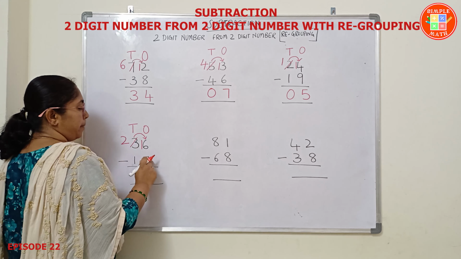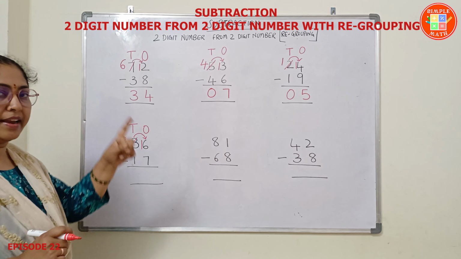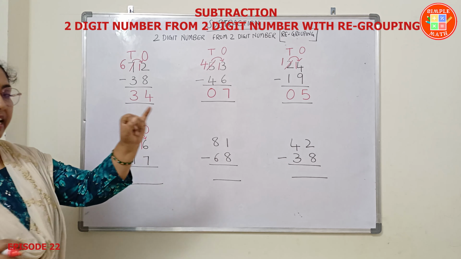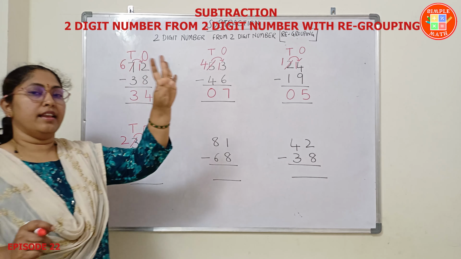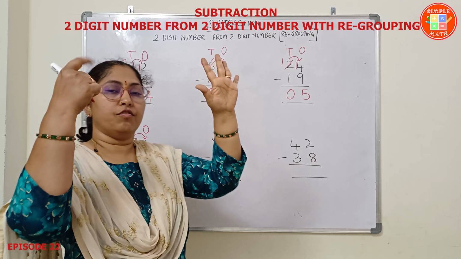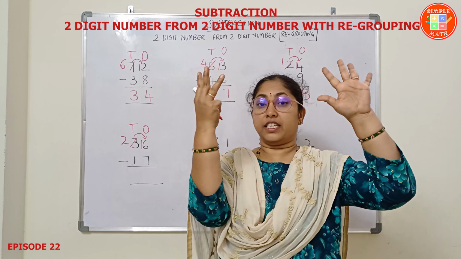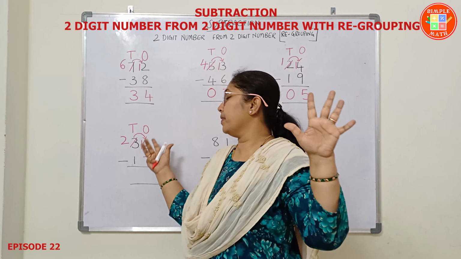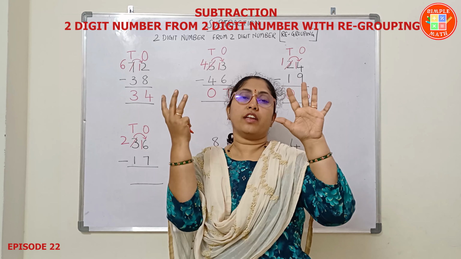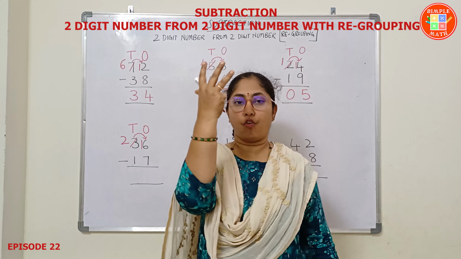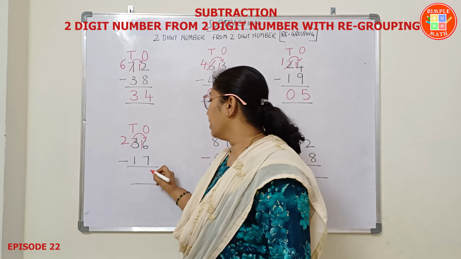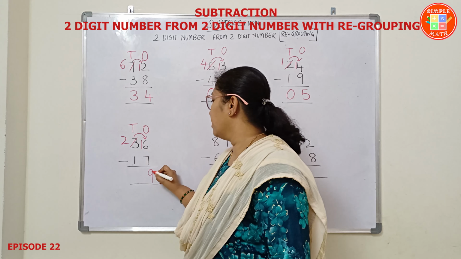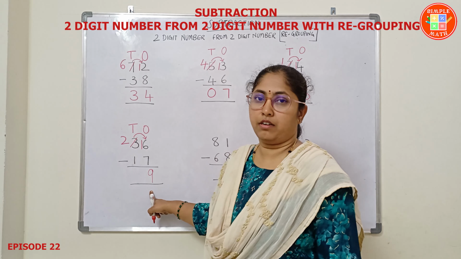Now 16 minus 7. 7 in your mind. Count after 7: 8, 9, 10, 11, 12, 13, 14, 15, 16. Stop when you get this big number. How many fingers did you get here? 5 in one hand, 4 in the other hand. So totally 9. So write 9 here.